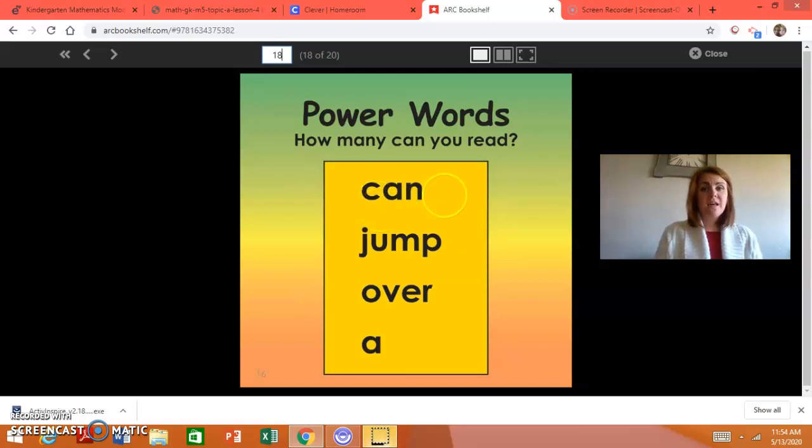The first word is can. C-A-N, can. That means he's able to do something. The next word is jump. Let's say the sounds in the word jump. J, jump. The word is jump. That means bouncing on your feet in the air.